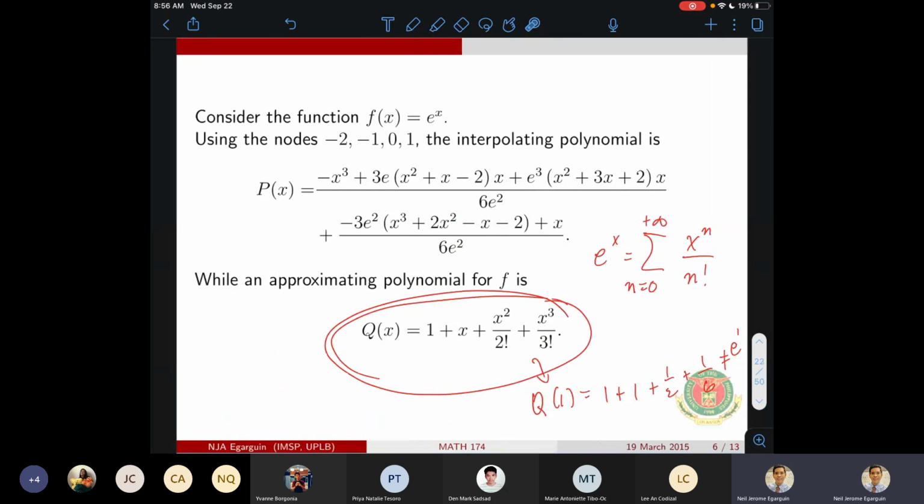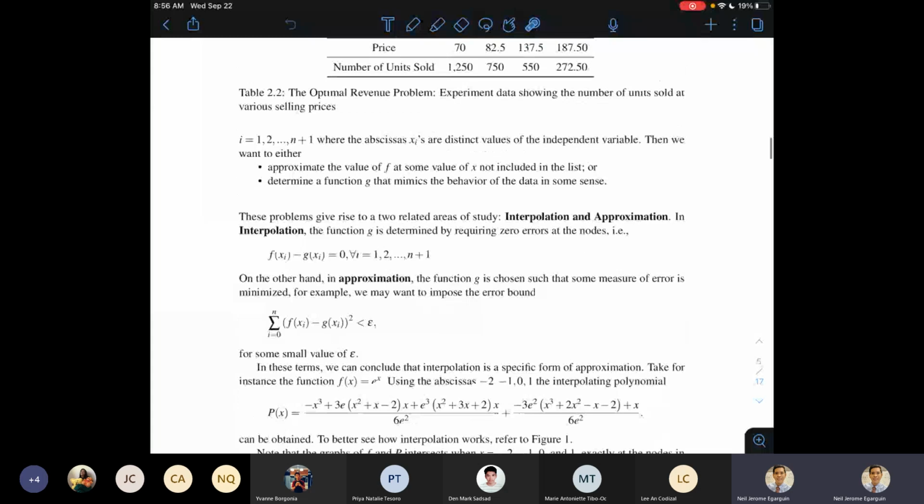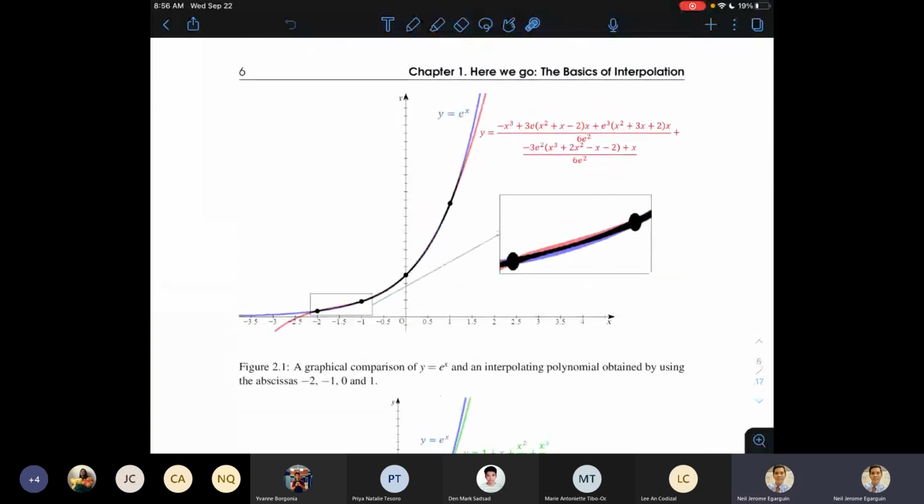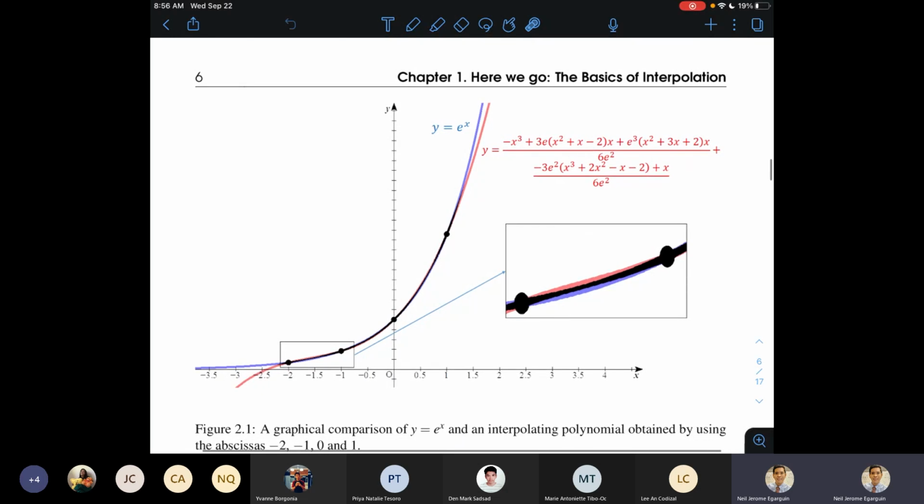So I don't have the graph here, but if we jump to module 2, I guess I have the illustration here. Okay, so in figure 2.1, we see here the graphs of y equals e to the x and the graph of the interpolating polynomial, which is of degree 3. All right. So you see here na e to the x is the blue curve, the interpolating polynomial is the red curve, and then makita niyo yung black na or blackish color ng curve kapag nag-intersect yung dalawang graphs.